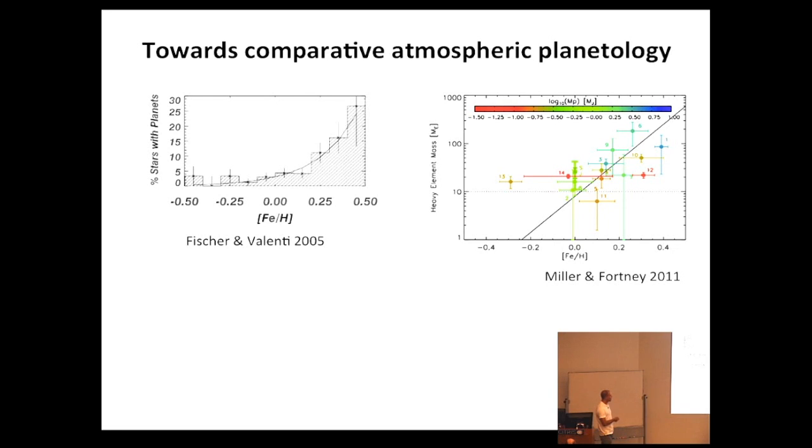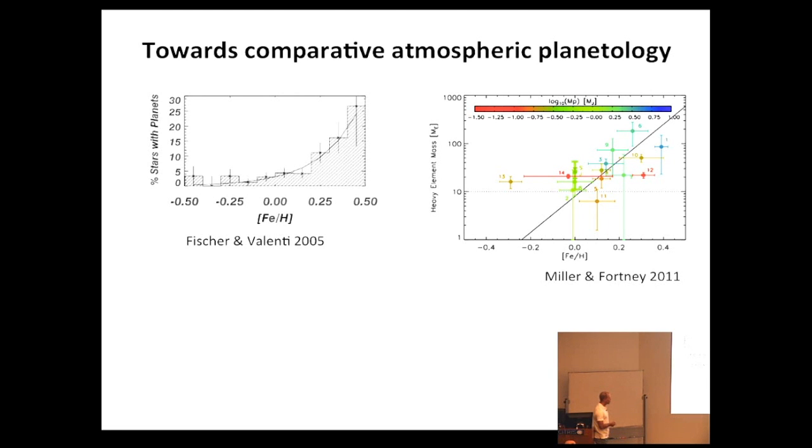And then also, this is a plot from one of Jonathan's students from a few years ago. I think you have an updated version of this. This is the one I have. Looking at inferences of the heavy element mass in planets based on their measured radii and comparing that to host star metallicities and showing a trend here.